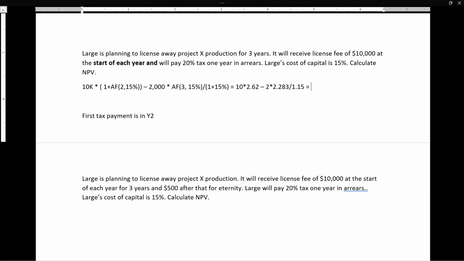So let me use my calculator to learn what the number is. That would be 10 multiplied by 2.626 minus 2 multiplied by 2.283, divided by 1.15. So I got it as 22,230.